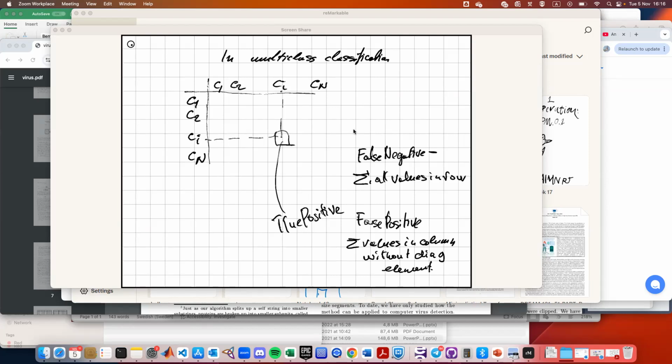Okay, I think time is up, and we continue next week with model-based classification, so SVM.